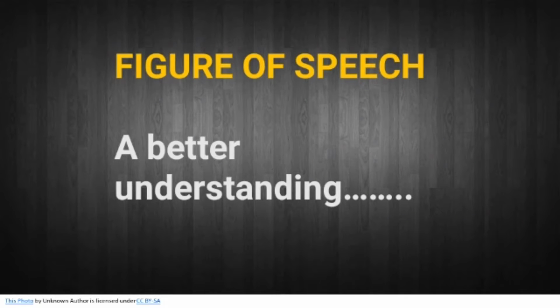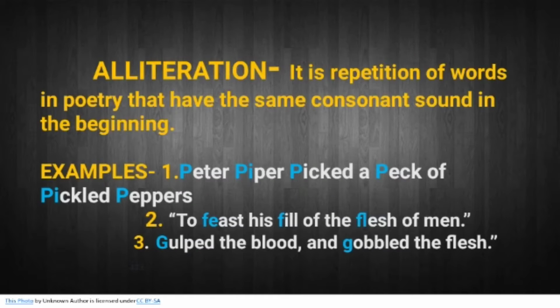Figures of speech are just phrases or words that are used in poetry or prose to highlight the meaning, to add beauty to the poem, or to enhance the meaning of whatever has been said. The first poetic device that we often come across is alliteration.